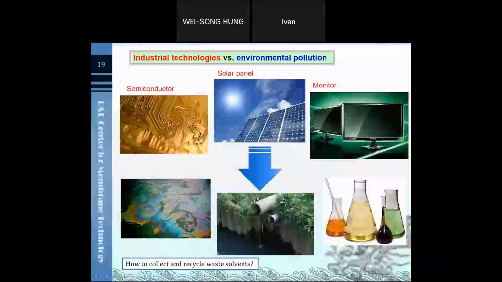So we know the advance in the industry improves the world livelihood. However, those developments also lead to a lot of environmental pollution. The semiconductor and electronic industry usually use a lot of alcohol as the solvent during the production and for the cleaning process. Therefore, the important issue is how to collect and recover the waste solvents.